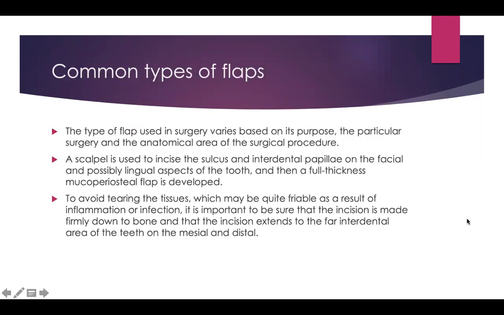So the type of flap used in surgery varies based on its purpose, the particular surgery, and the anatomical area of the procedure. So we use a scalpel to incise the sulcus and the interdental papilla on the facial and possibly lingual aspects of the tooth, and then a full thickness mucoperiosteal flap is developed. To avoid tearing the tissues, which might be quite friable as a result of inflammation or infection, it's important that the incision is made down to the bone, and that the incision extends to the far interdental area of the teeth on the mesial and distal.